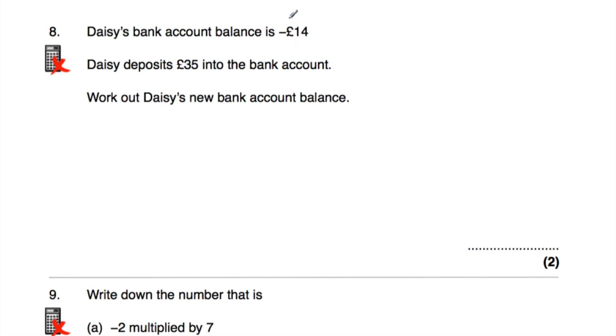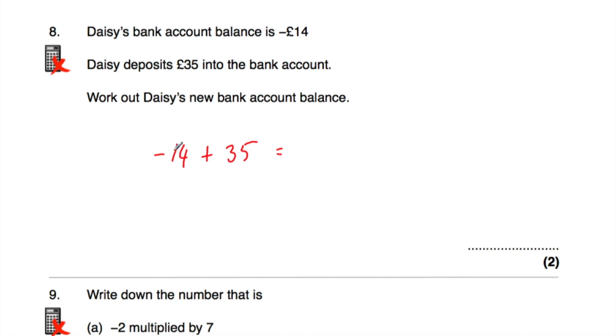So in this question, Daisy's bank account balance to begin with is minus £14. That means she's in her overdraft. She's overdrawn. Whenever you're overdrawn or in your overdraft, that means you owe the bank some money, and she owes the bank £14. Now she puts £35 into the bank account. So she's got minus £14 to begin with, and she adds £35 into the bank account. So we need to work out what minus 14 add 35 would be.